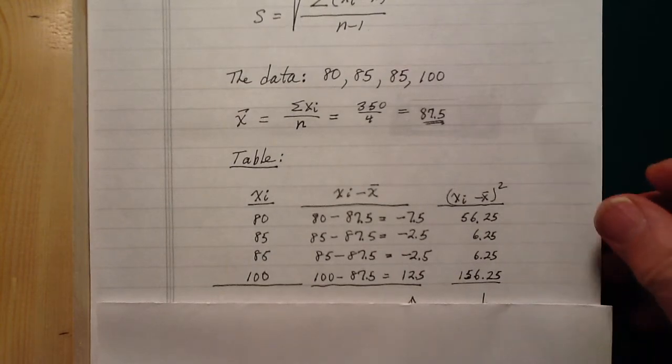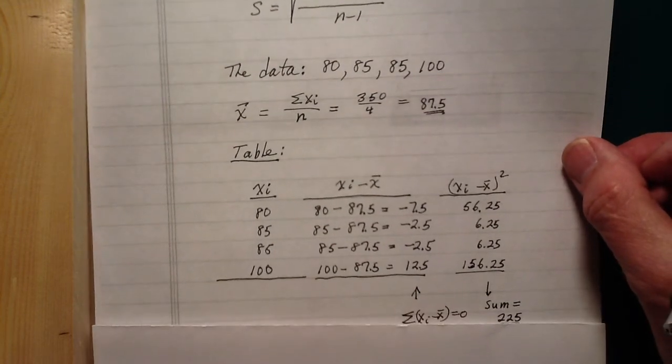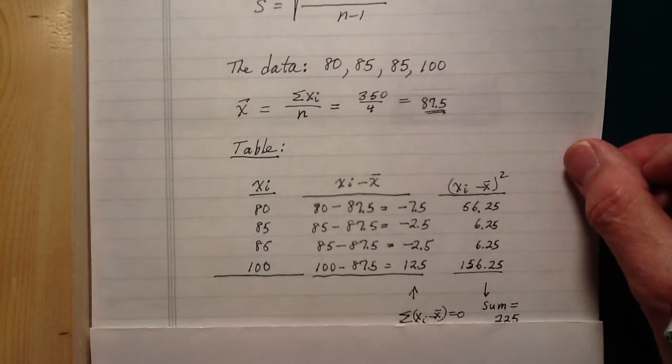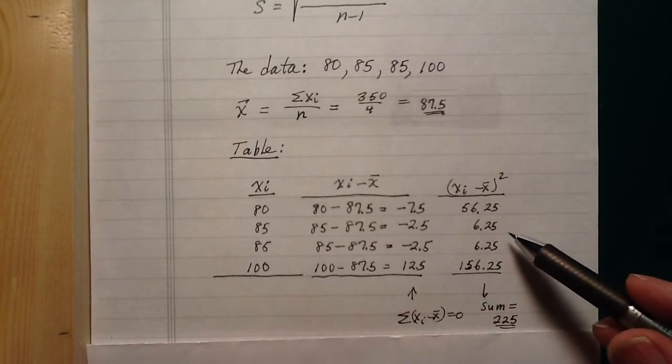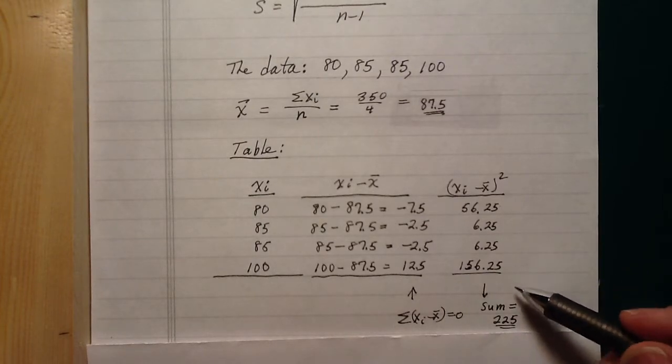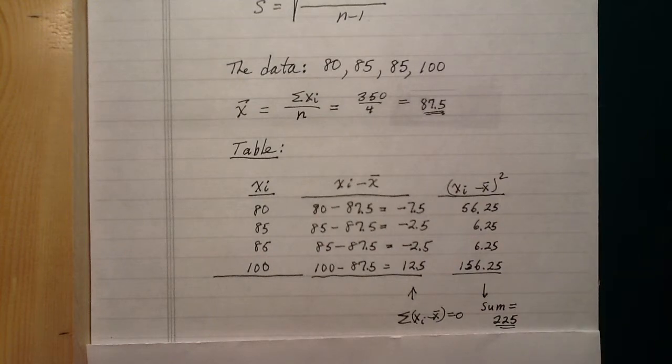Now, as we're doing this work, we notice that the sum of all the deviations equals 0, and that's a good way to check your work. This should always happen unless we're using a rounded value for the x bar value. Now we're interested in knowing the sum of all the square deviations, so this column says 225.